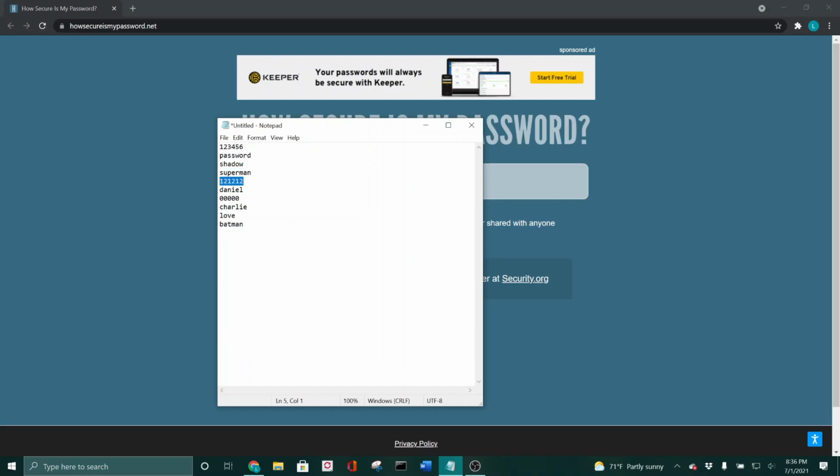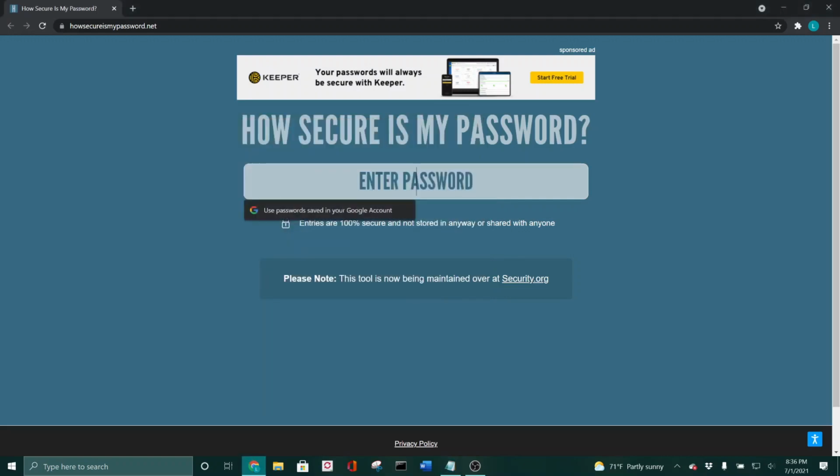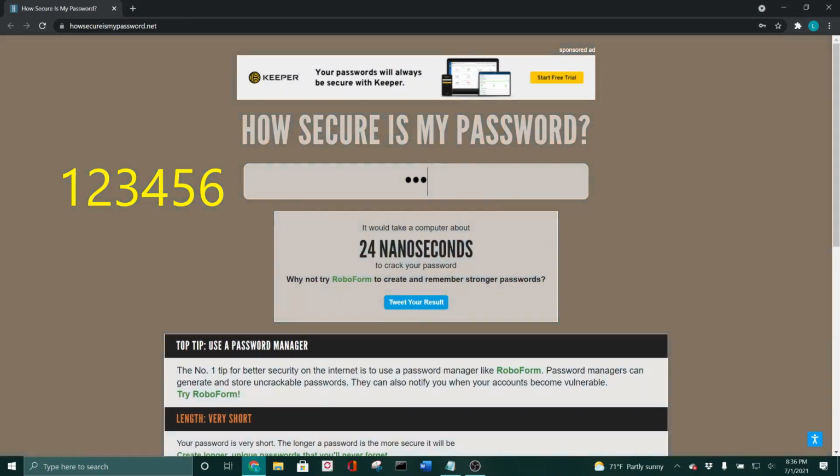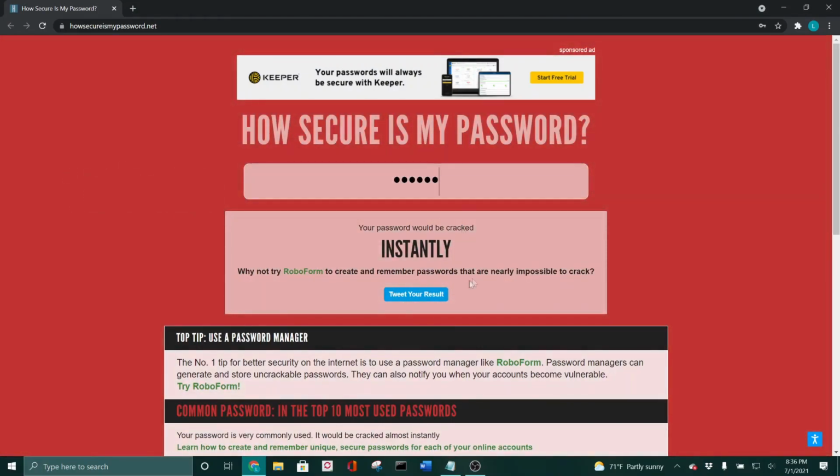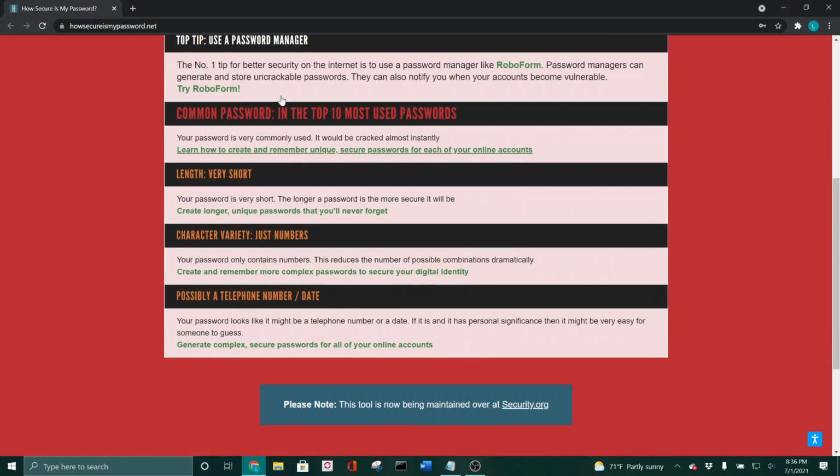So how fast can these bad passwords be cracked? Why don't we try the first one out? So we will go to our password checker and enter it. Instantly. So it's in the top 10 most used passwords, very short, just numbers.